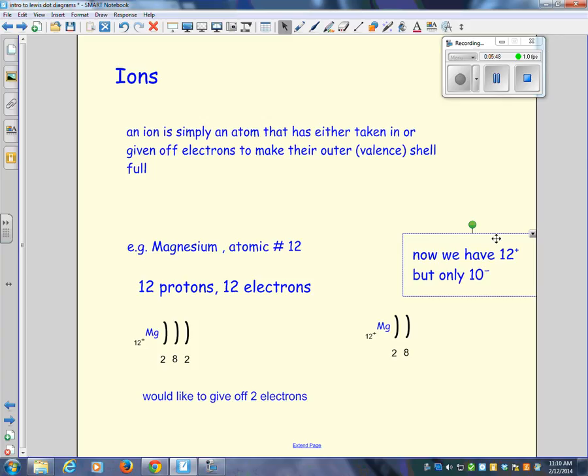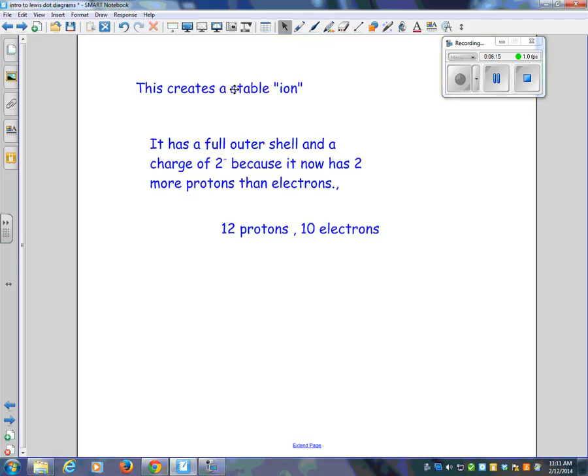What's the charge now if we've got 12 positives and 10 negatives? What's the overall charge? Christian? Exactly. 12 protons, 10 electrons, 12 positives, 10 negatives. I have an overall charge of 2 what? 2 positives. Okay?